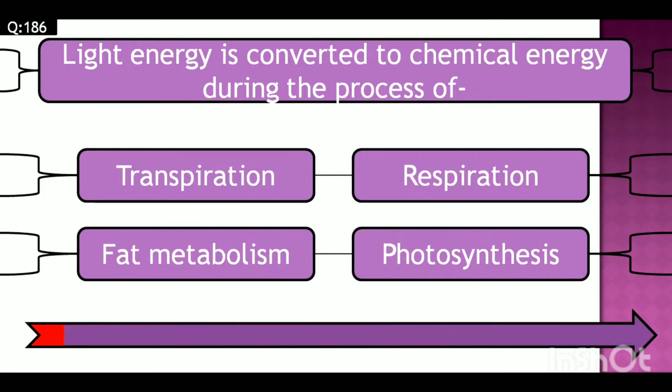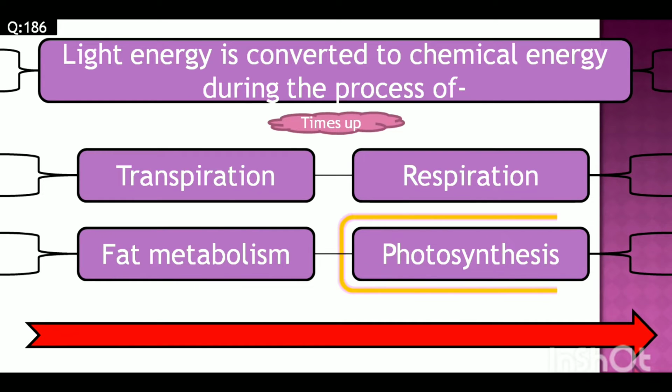Light energy is converted to chemical energy during the process of which of the following? Option first transpiration, second respiration, third fat metabolism, fourth photosynthesis. And your option is option number 4, photosynthesis.